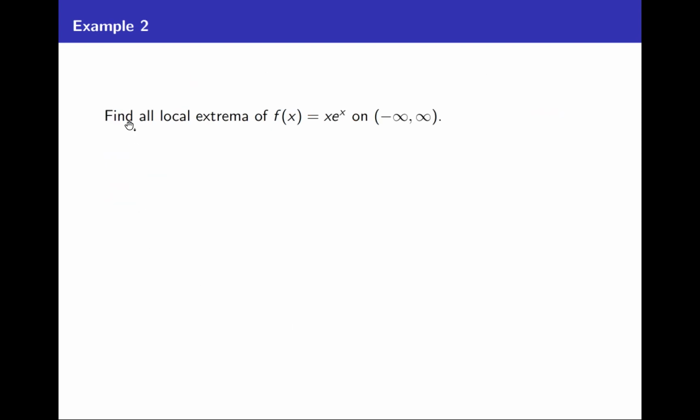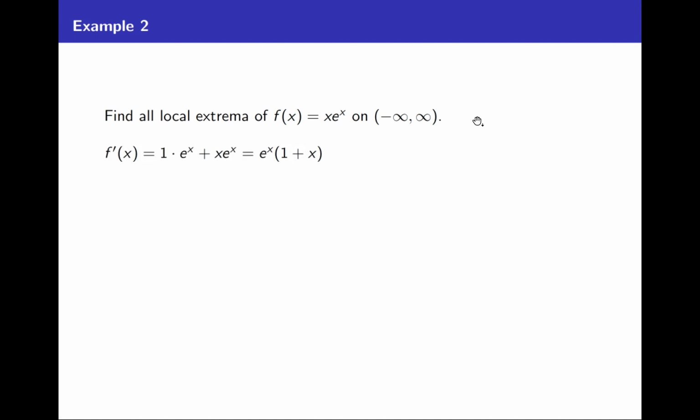In our next example, we're going to find all the local extrema of the function f of x equals x times e to the x on the interval from negative infinity to infinity, the entire real line. This one may also look familiar because we solved this very same problem already with the first derivative test a couple of lectures ago. The point here is to use the second derivative test, and you'll see that you get exactly the same answer.